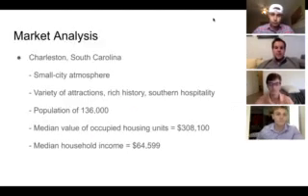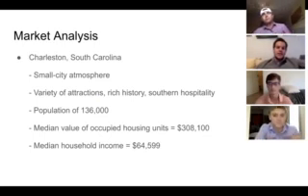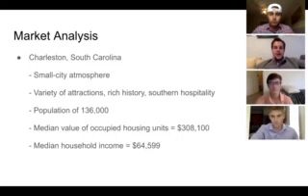So our subject property is located in Charleston. Charleston has a small city atmosphere. It has a variety of attractions, a rich history, and Southern hospitality. It has a population of 136,000. It has a median value of occupied housing units of $308,100, which is higher than the national average. And it has a median household income of $64,599, which is also higher than the national average.